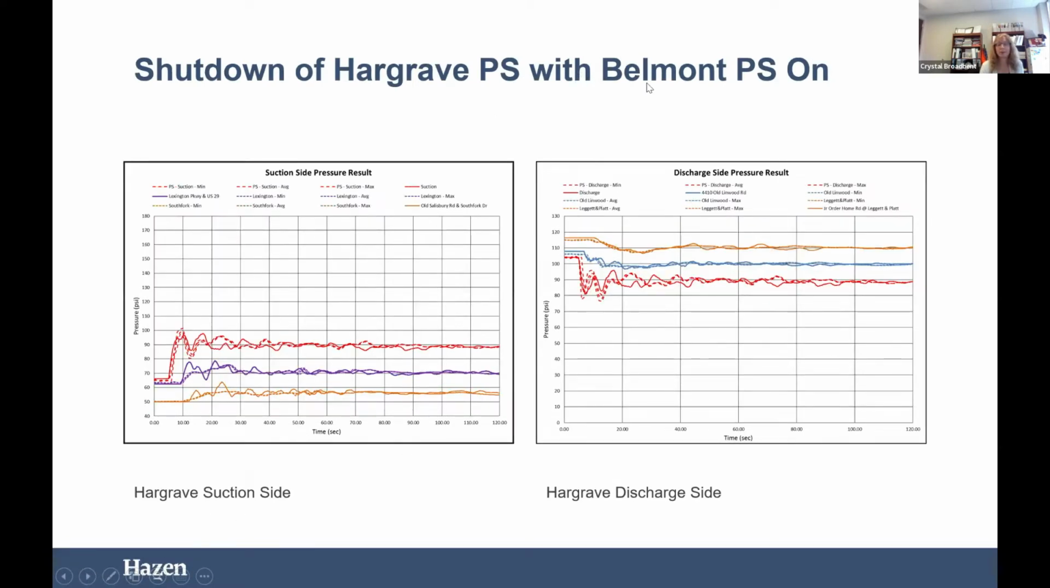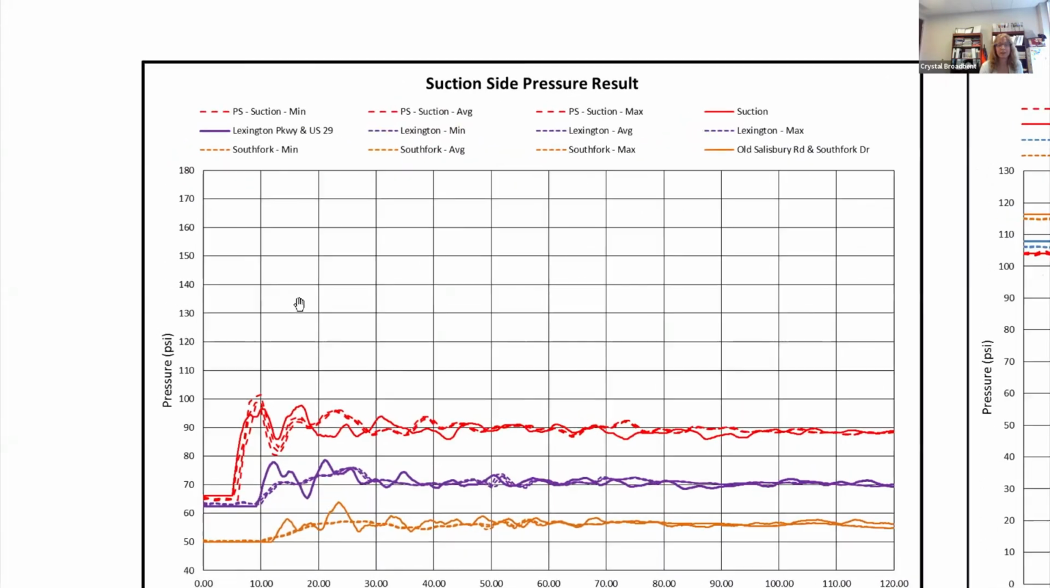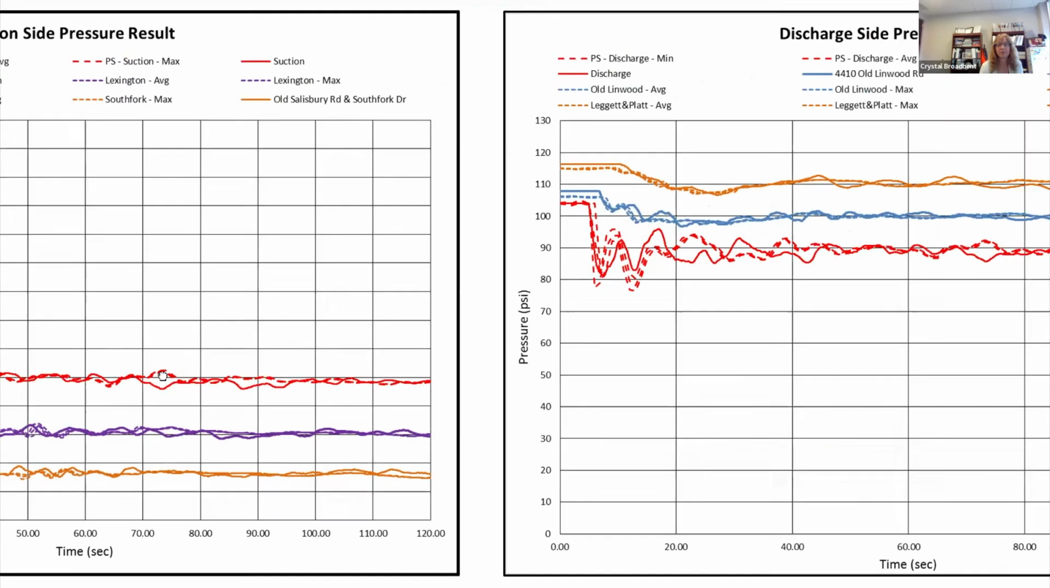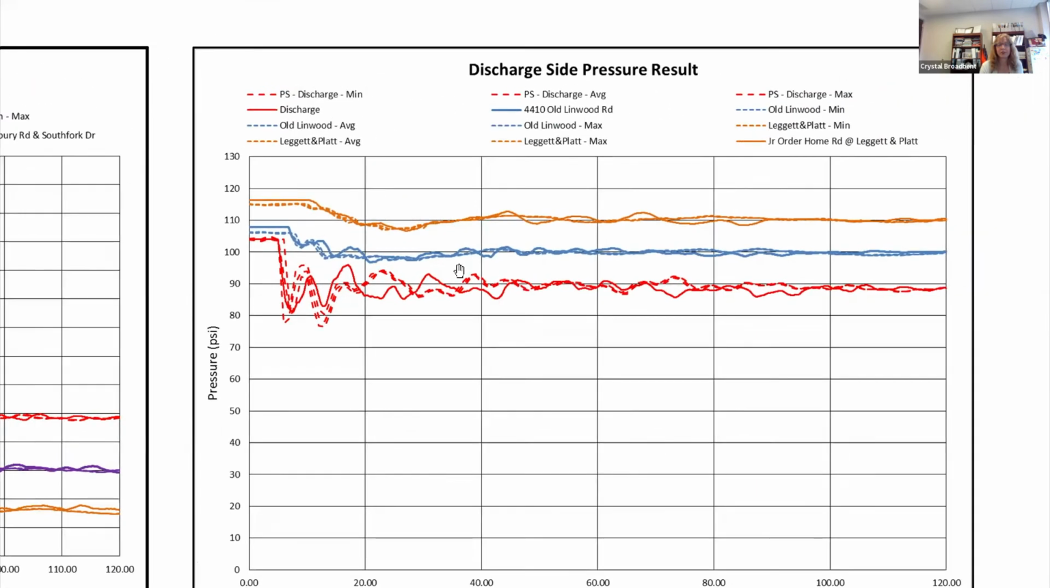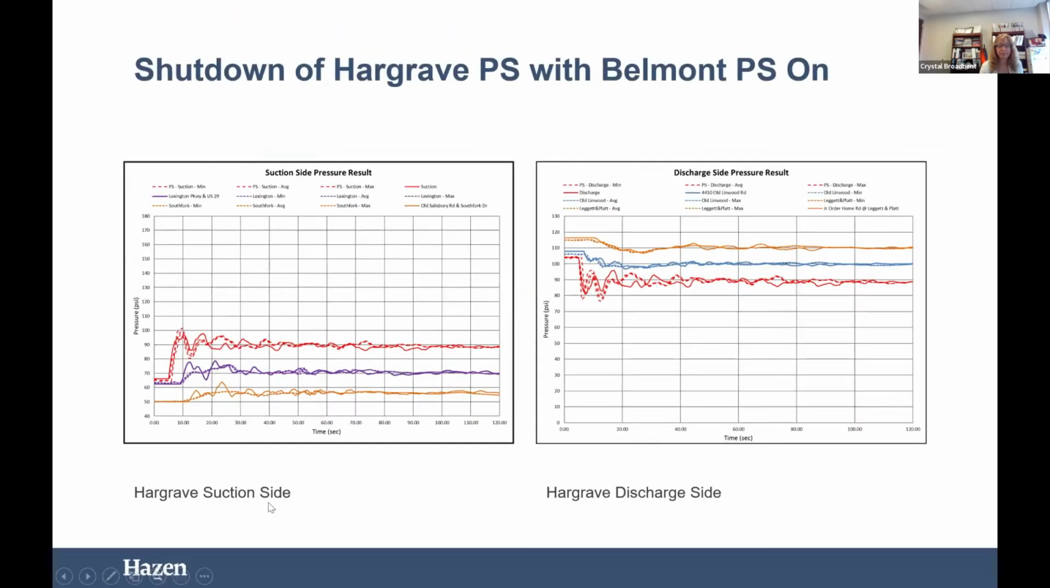So this is with that other pump station on. Again, we want to make sure we understand everything happening. So same thing on the suction side of the pump station, you see the rise in pressure and then the model is also predicting that. Again, the dashed line is the field measurement and the solid is the model. And you can see that we're also matching the discharge side as well with the other pump station on.